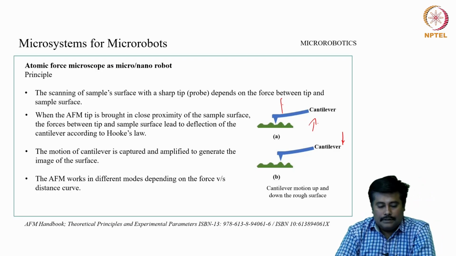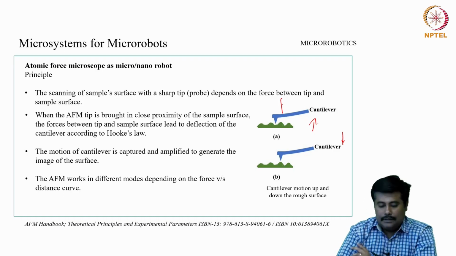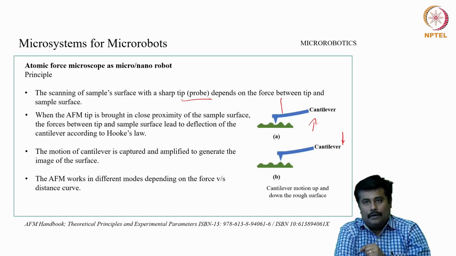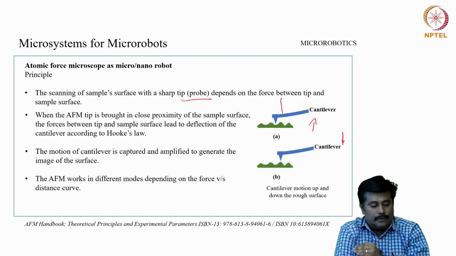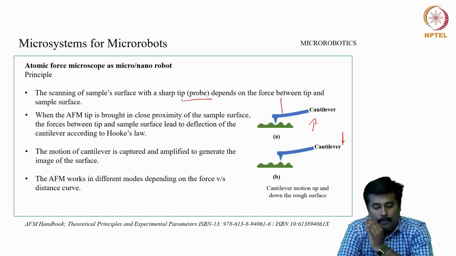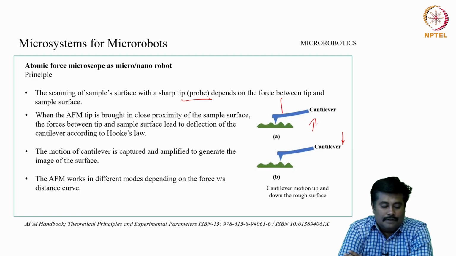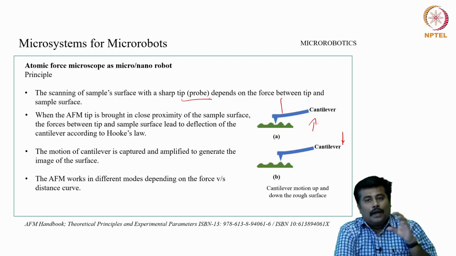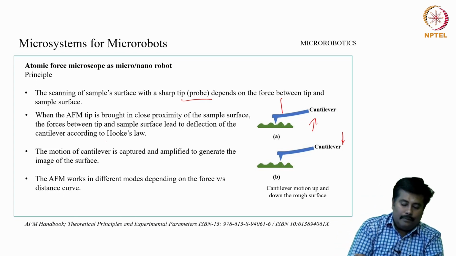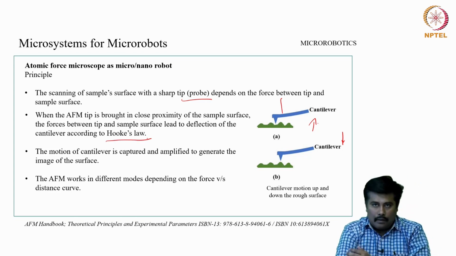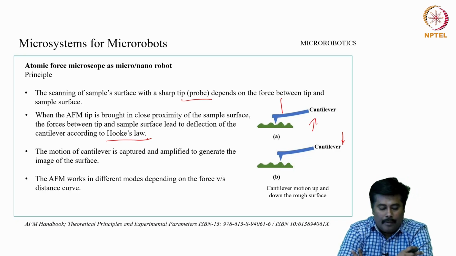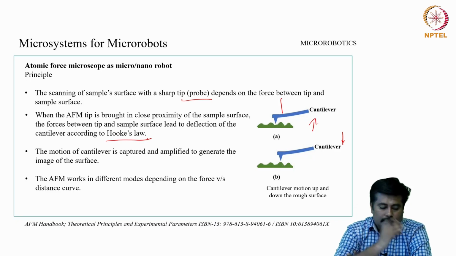Ideally, in the scanning of the sample surface with the sharp tip, which here we call the probe or the cantilever, the scanning depends upon the force between the tip and the sample surface. When the AFM tip is brought in close proximity of the sample surface, the force between the tip and the sample surface leads to the deflection of the cantilever, which is governed by Hooke's law. Most of us are aware of Hooke's law. The motion of the cantilever is captured and amplified to generate the image of the surface.